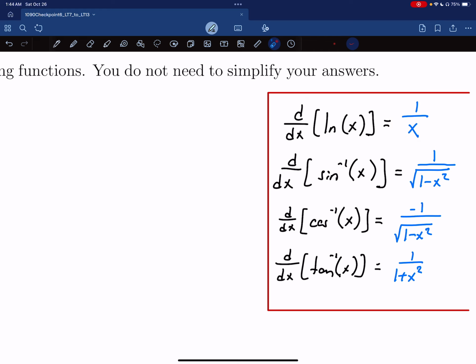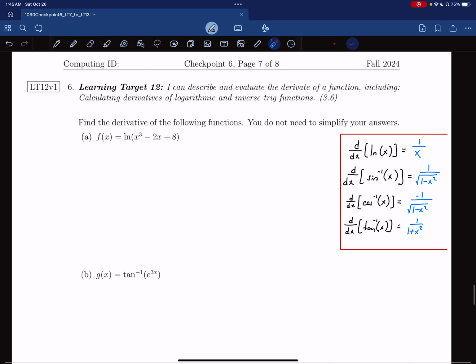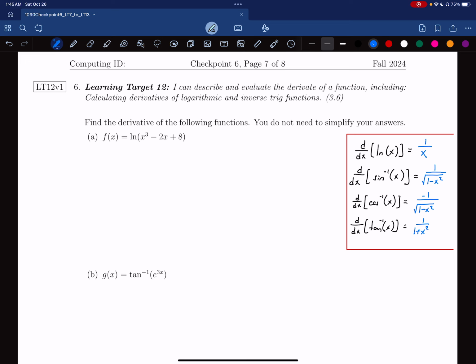Next, we have the derivative of inverse sine of x, which is equal to 1 over the square root of 1 minus x squared. This is very similar to our inverse cosine derivative. The only difference is we have this negative sign in front. So it's important to distinguish that. Finally, we have the derivative of inverse tangent, which is 1 over 1 plus x squared. So now we can hop into solving some of these problems.